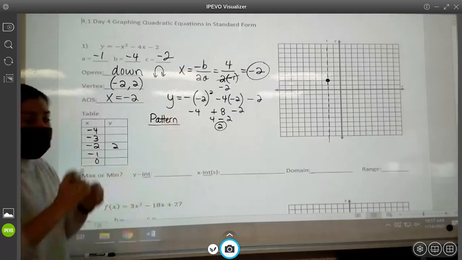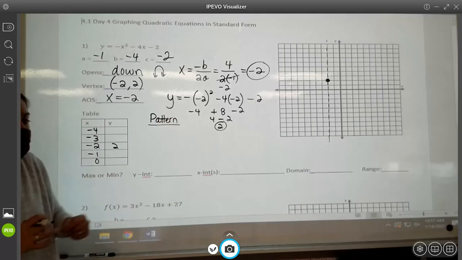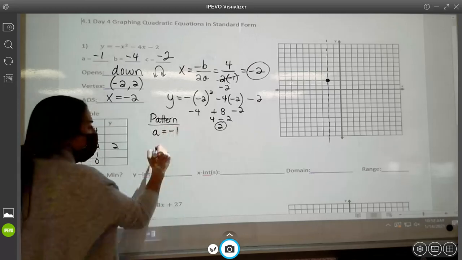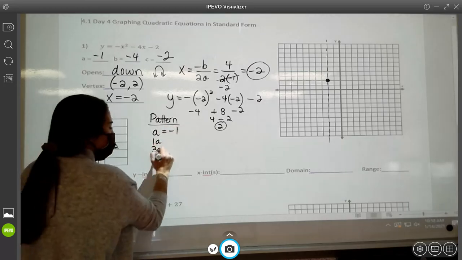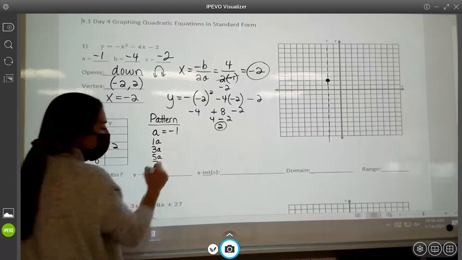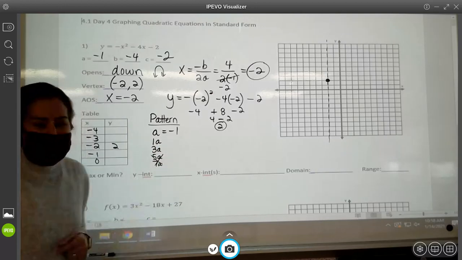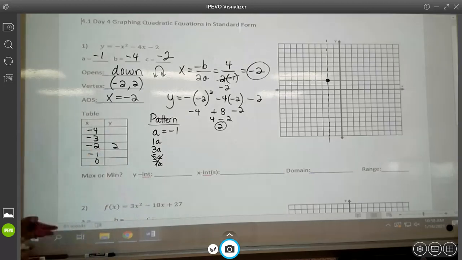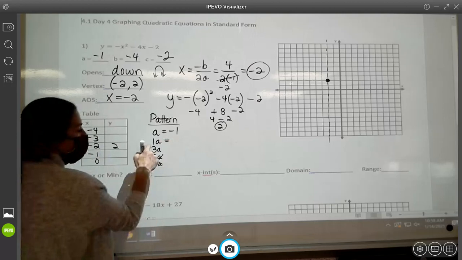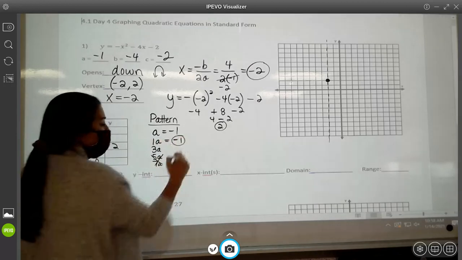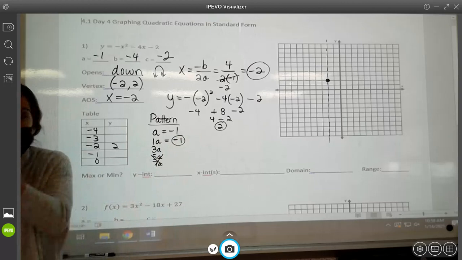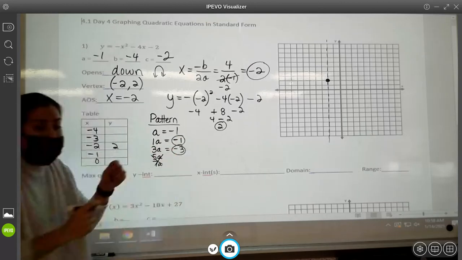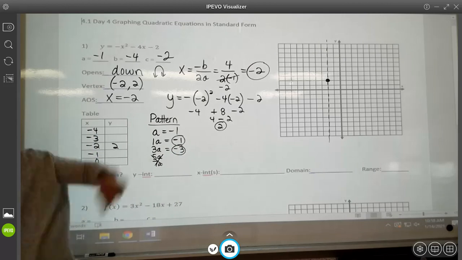The pattern relies on the A value, the number in front of x squared, which we said is negative 1. And then the pattern goes by 1A, 3A, 5A, 7A. But guess what? I never make you find 5A and 7A. I only make you do 1A and 3A because those will get you enough points to graph. All right, here we go. If A is -1, 1 times -1 is -1. That's the first number of jumps away from the vertex we're going to make. 3 times -1 is -3. That's the next number of jumps away we'll make from whatever point we're at.